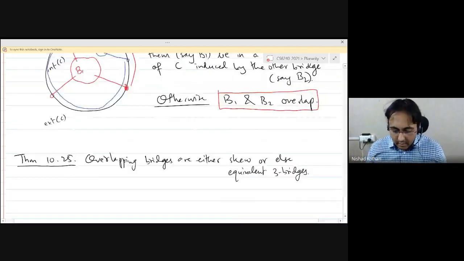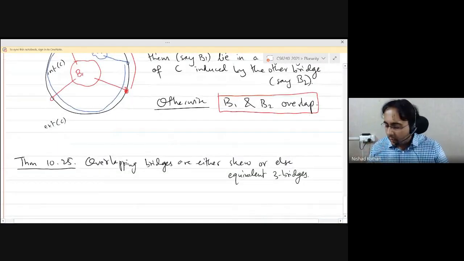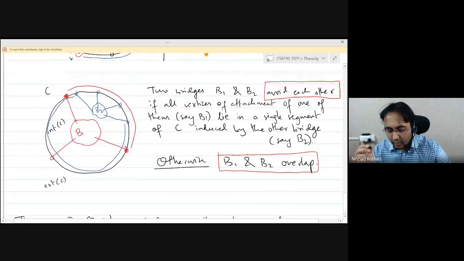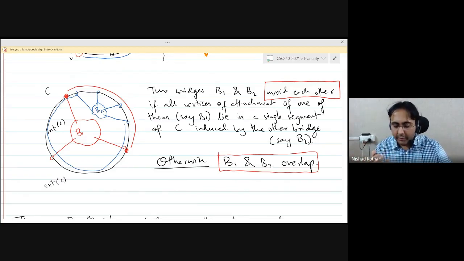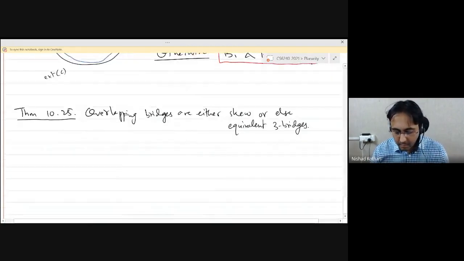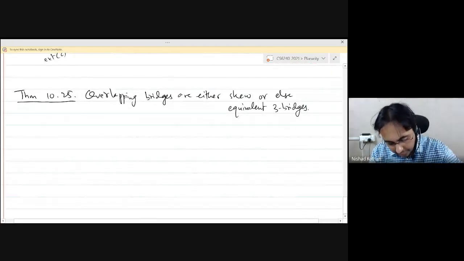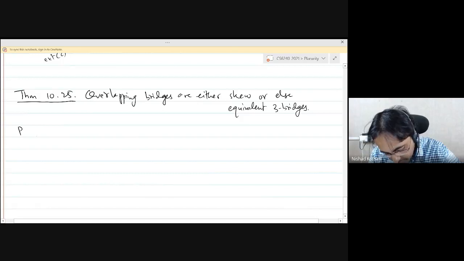Okay. So is it clear what we are going to try to prove? Right? We are going to assume that the two bridges are overlapping, which means that they don't avoid each other, right? So one of them does not have all of its attachment vertices in a segment of the cycle induced by the other bridge. You cannot think of the two bridges in this way. And that is when they overlap. Okay, so let's prove this.